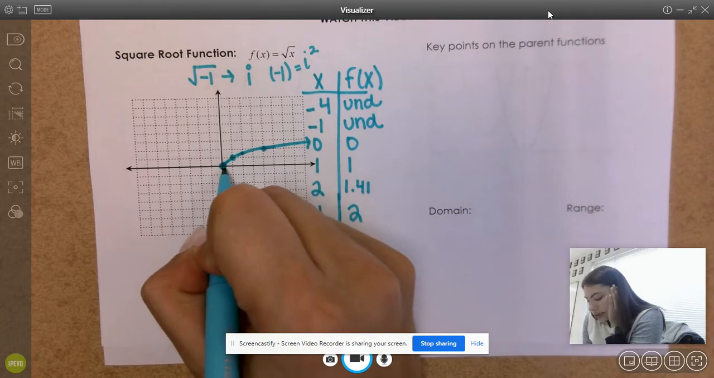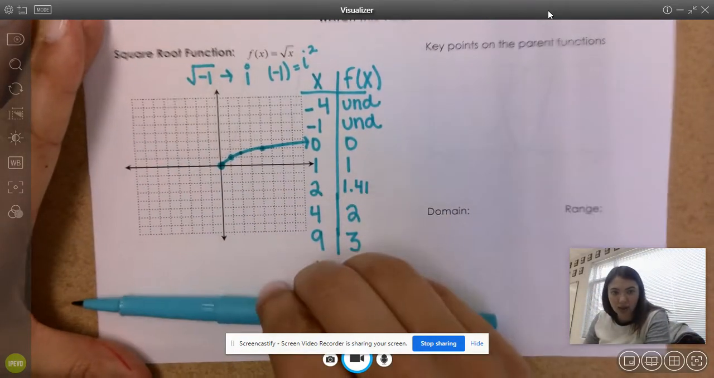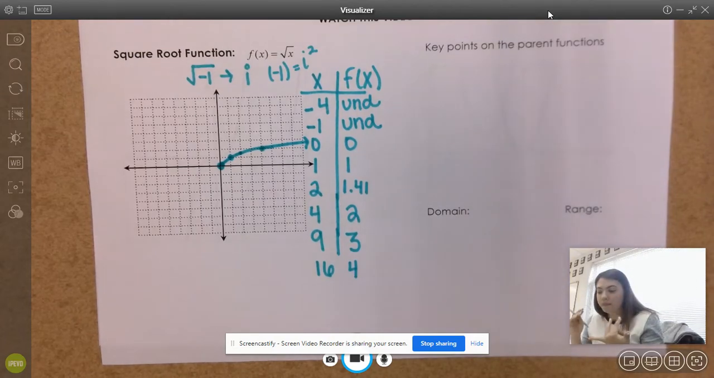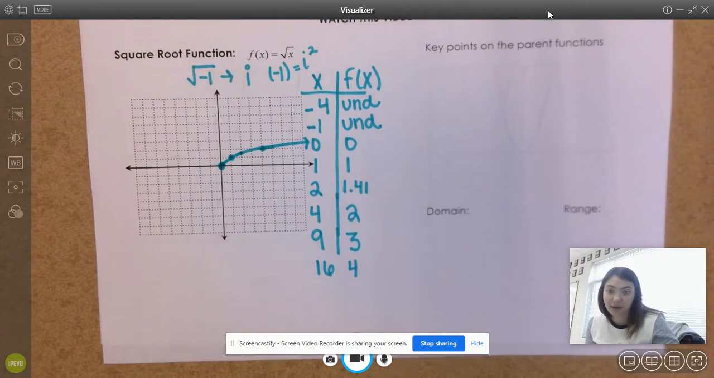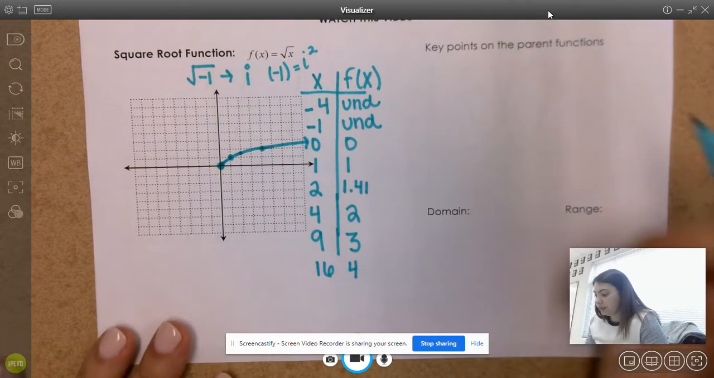And then because you can't have anything that's undefined, really this side of the graph and down is really kind of off limits. There's no negative values that we have when we're talking about the square root function. And that's also in terms of x and y. You cannot have any negative values. So it kind of does affect what we see for our domain and range.